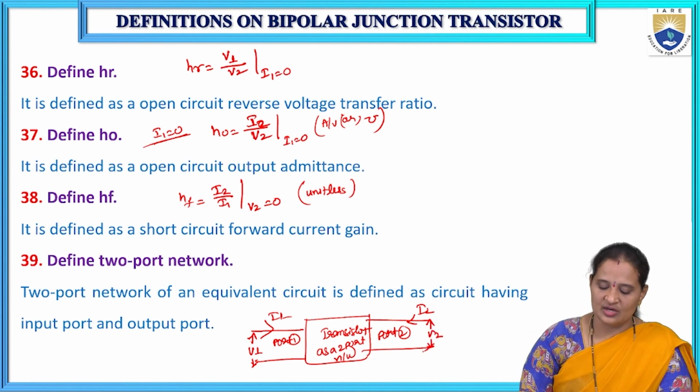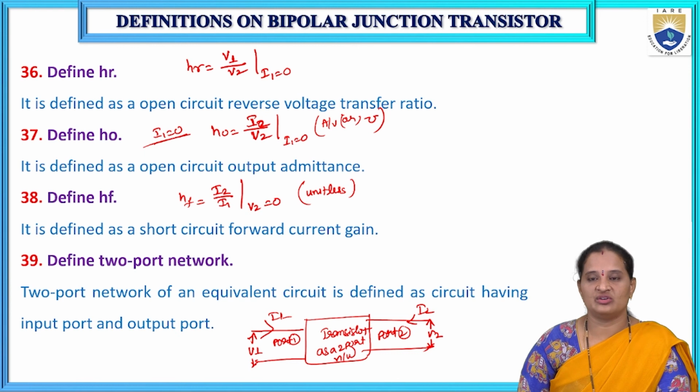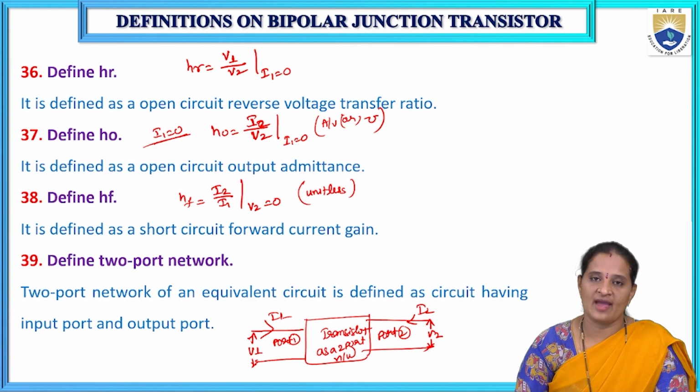So a two-port network is defined as a circuit having both an input port and an output port, whereas a transistor can be approximated as a two-port network by taking one terminal as common between the input and output port, and among the other two terminals, one is taken as the input terminal and the other as the output terminal.